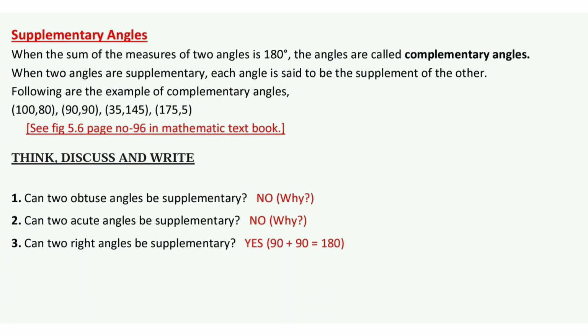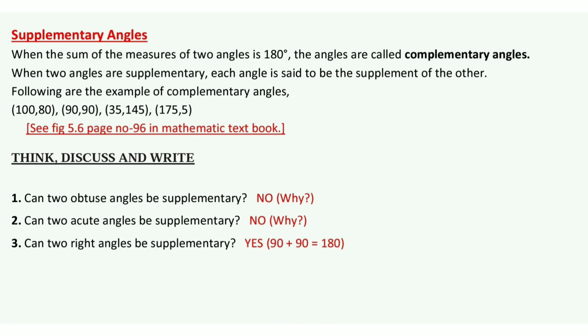Supplementary angles. When the sum of the measure of two angles is 180, the angles are called supplementary angles. When two angles are supplementary, each angle is said to be the supplement of the other. Following are the examples of supplementary angles.